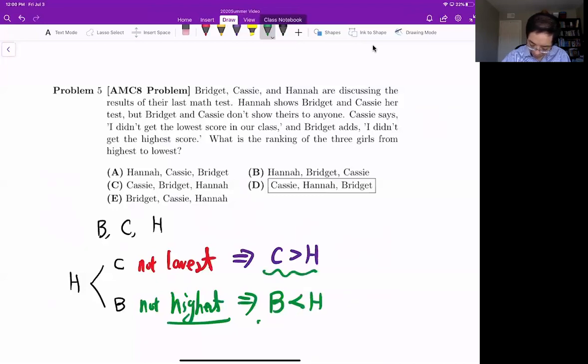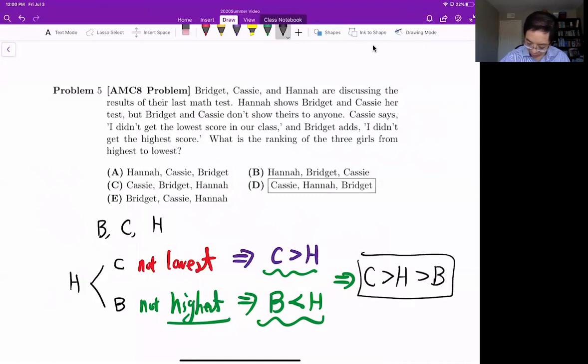Okay, so if you combine these two implications together and we list them from the highest to lowest, we get C is the highest, H is in the middle, and B is the lowest. Right? So that's what we have.